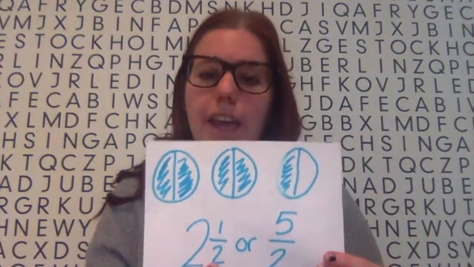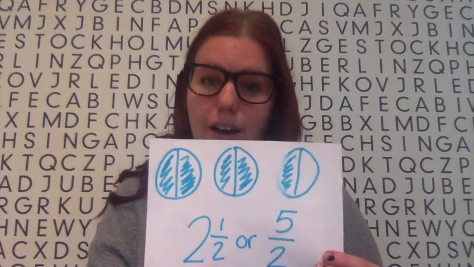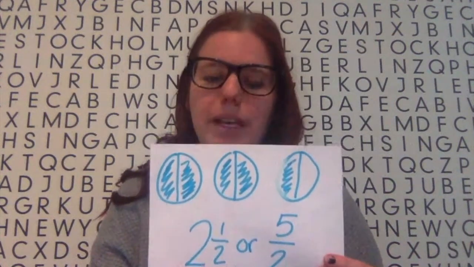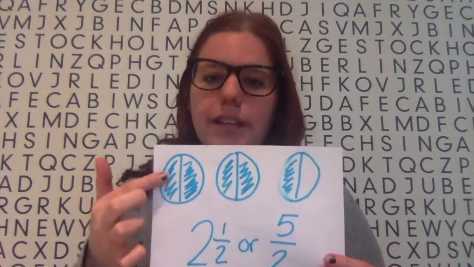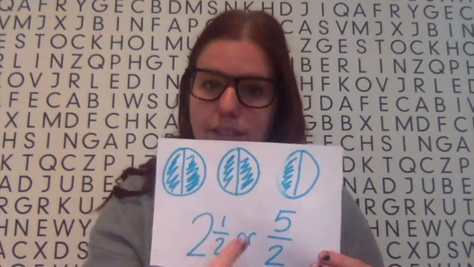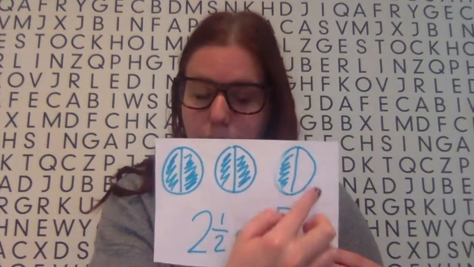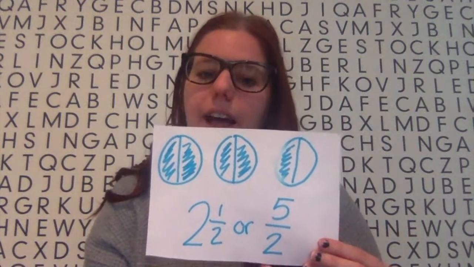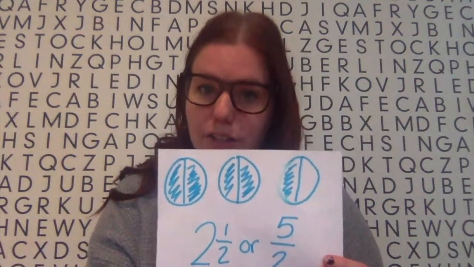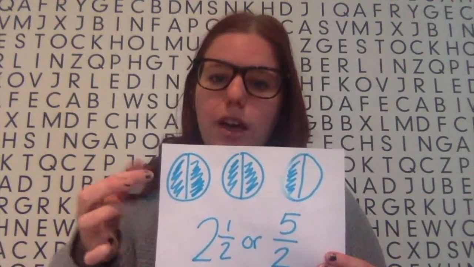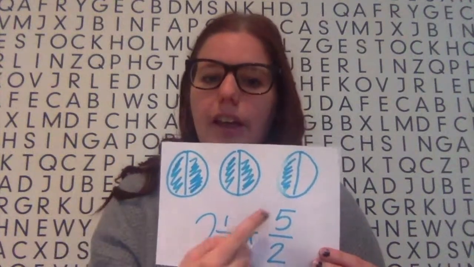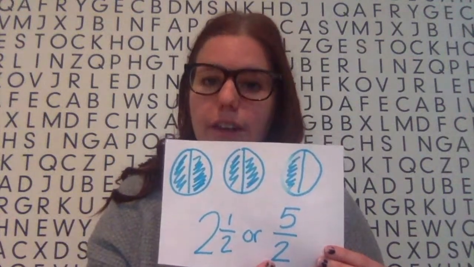First, we have a mixed number. A mixed number says we have two whole pieces and a fraction of a piece. The last thing we have is an improper fraction. That is when we count up all of the halves together and they are bigger than the number on the bottom.